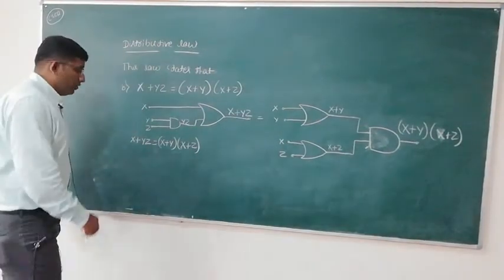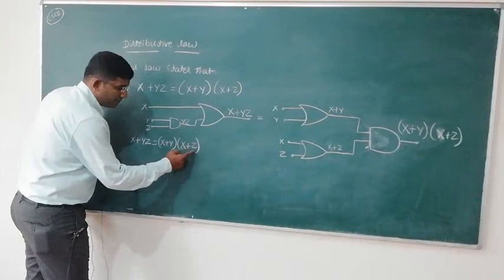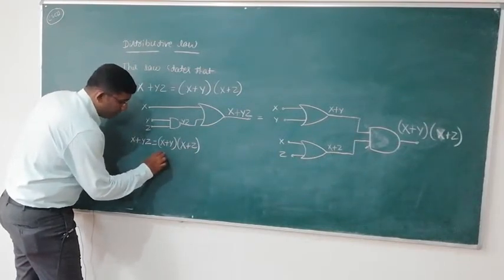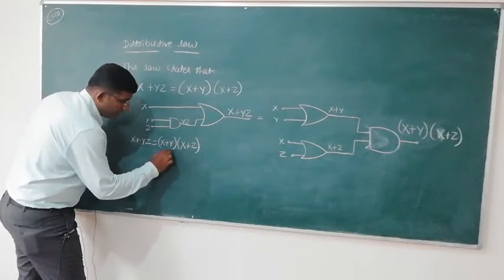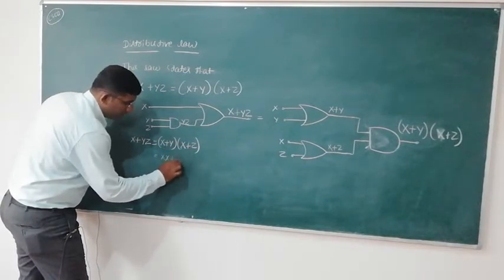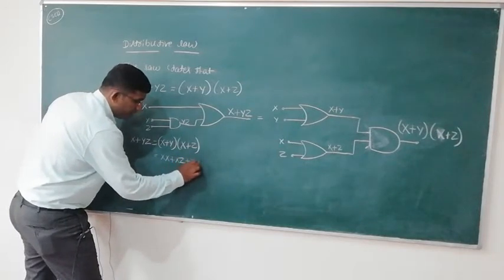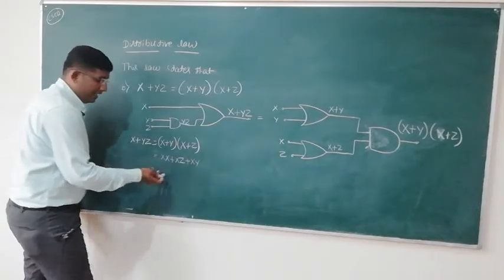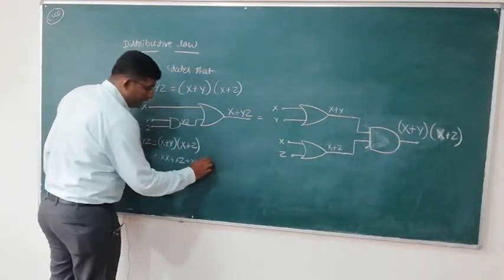To prove this, we are considering the RHS, that is x plus y into x plus z. We are simplifying this: multiply x into x, normal simplification, then x into z, that is xz, then y into x, that is xy. You can write yx or xy, then y into z.